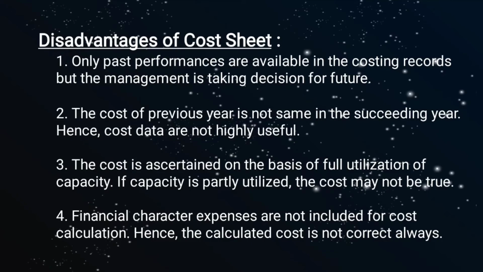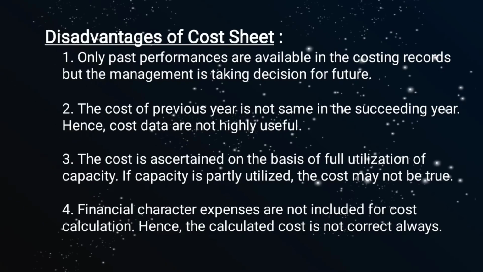Third, the cost is ascertained on the basis of full utilization of capacity. If capacity is partly utilized, the cost may not be true. Thus, the cost under cost sheet are not fully utilized and hence the cost information may not be accurate.